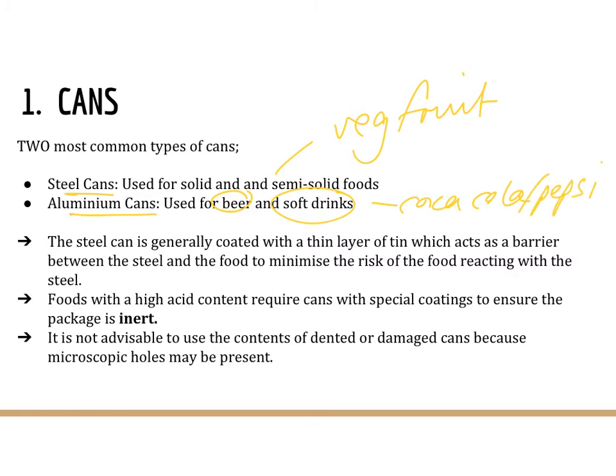Now the steel can is generally coated with a thin layer of tin, and this tin acts as a barrier between the steel and the food, and it does minimize the risk of the food reacting with the steel. So that is quite important. This therefore tries to minimize or reduce corrosion.